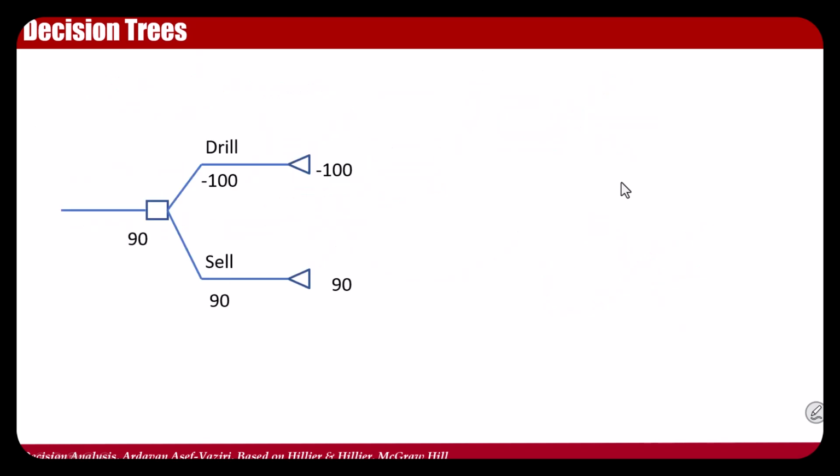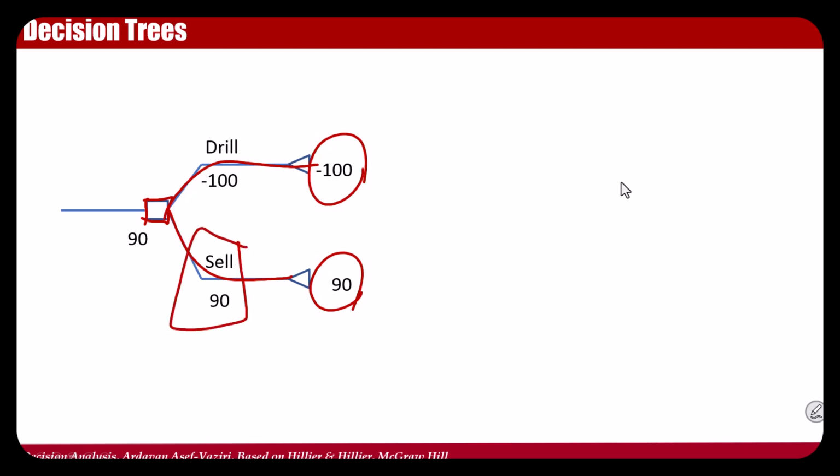This is the decision we had. The firm could sell the land or drill. If we sell, we gain $90,000. If we drill, we need to spend $100,000. By looking at only this part of the tree, the decision is clear. We sell. However, the problem has other parts.